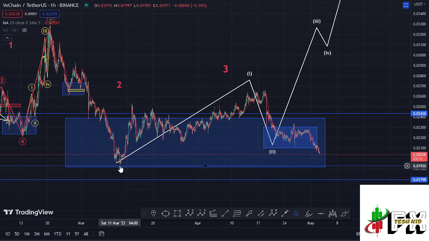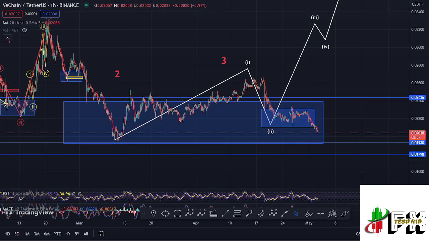In case the breakdown continues, we need to keep our eyes on the low that we made at around the $0.01951 mark, because there are high chances that we are going to see a reset of that low before we can expect higher prices in the formation of that wave 3.